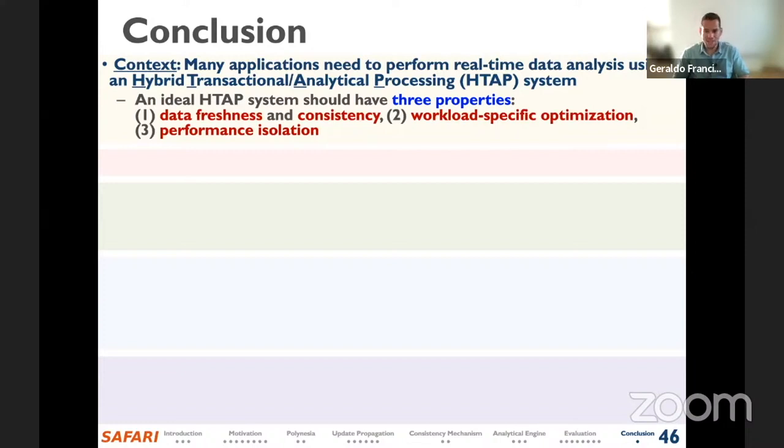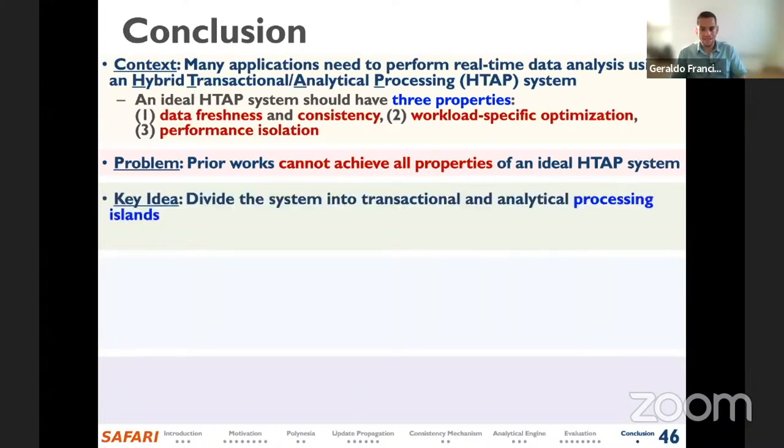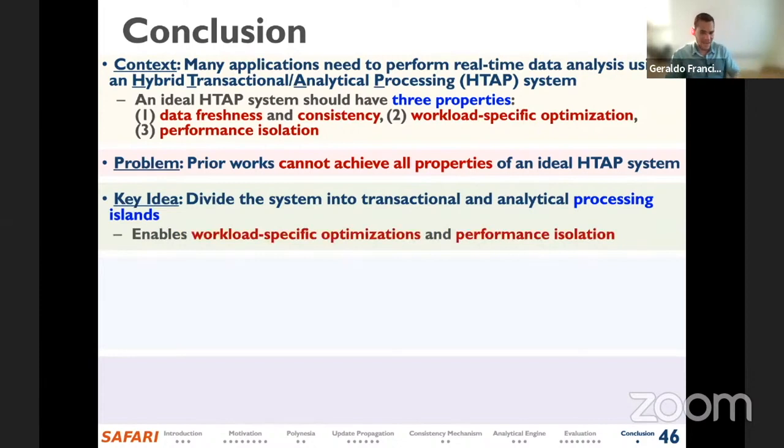We extensively analyzed state-of-the-art HTAP systems, and we observed that they fail to achieve all of the three desired HTAP properties. Our key idea to solve this issue is to divide the HTAP system into processing islands, one for transactional and another for analytical workloads. Each island has a set of optimized hardware resources and algorithms. By enabling processing islands, we can perform workload-specific optimizations for transactional and analytical workloads while providing performance isolation.